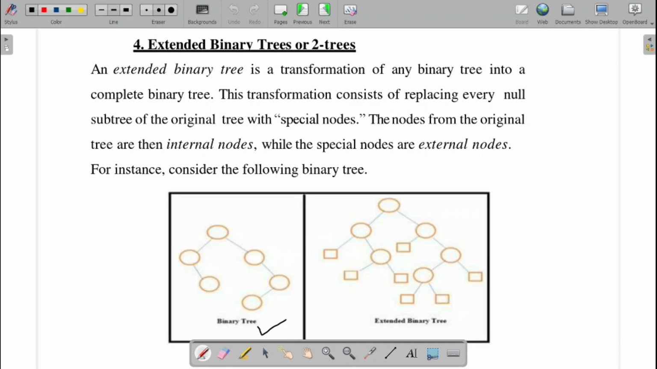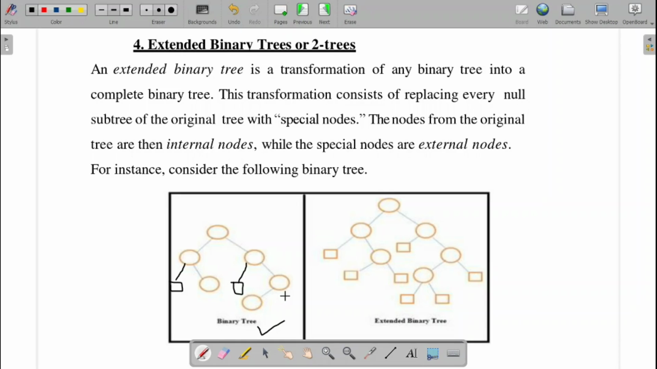This is a binary tree because the maximum degree is 2. So in this binary tree, there are some empty locations to be filled to make it a complete tree. What are those empty locations? Here we have one blank space. This is to be filled, and this is to be filled.